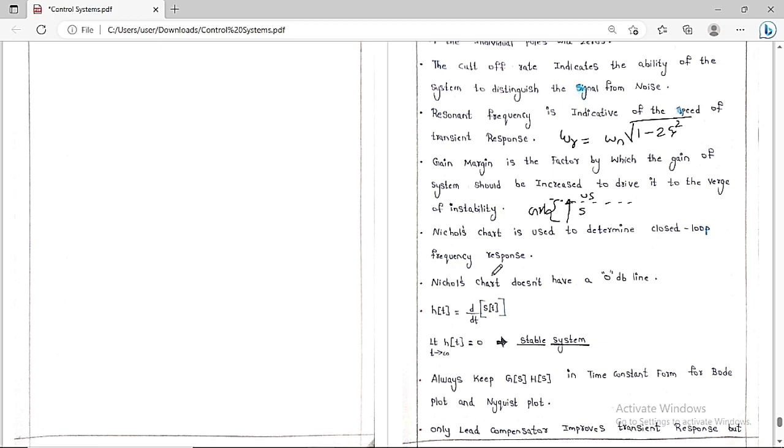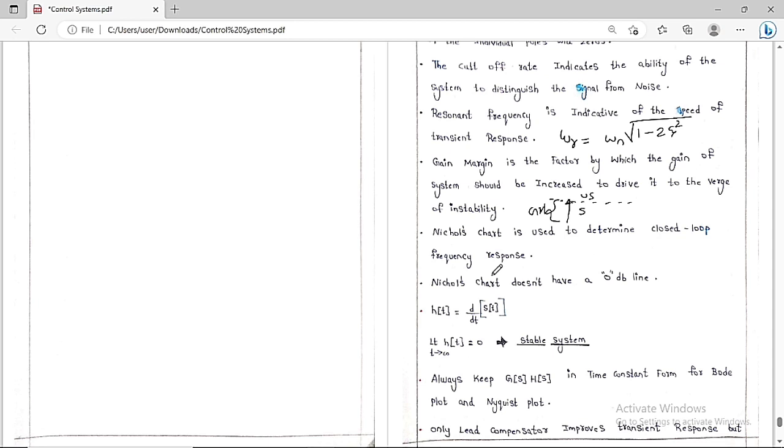And the Nichols chart doesn't have any 0 dB line. So Nichols chart is not going to include any 0 dB line. It will never be present in the case of Nichols chart. So we can say with the help of Nichols chart we are going to draw the closed loop frequency response, and there is nothing like a 0 dB line in the case of Nichols chart. So this you always have to keep in your mind.